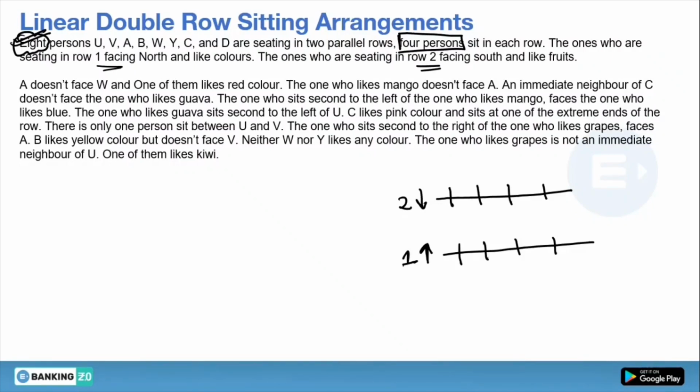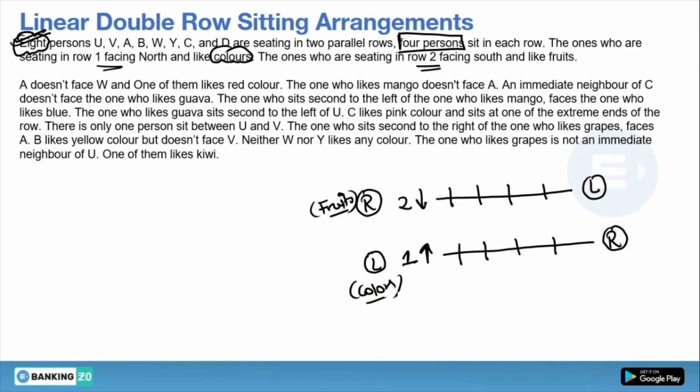Row 1 faces north, which means left will be this side and right will be this side. Row 2 faces south, which means right will be at this side and left will be at this side. One more important condition is given: the person who is facing north likes colors, so the persons in row 1 always like colors, and the persons facing south in row 2 like fruits. This is the condition given to us. Now we have to solve the question.